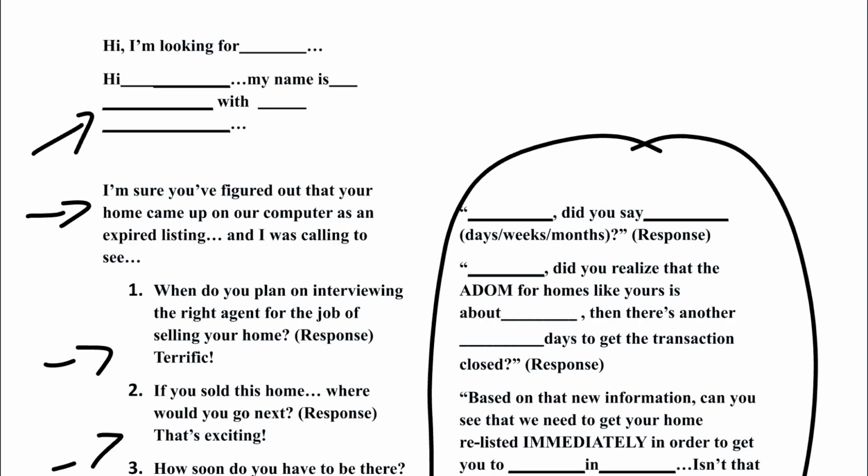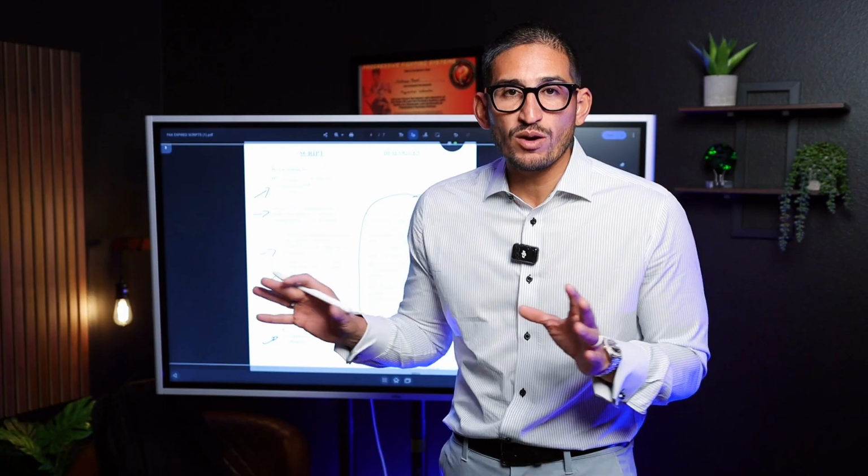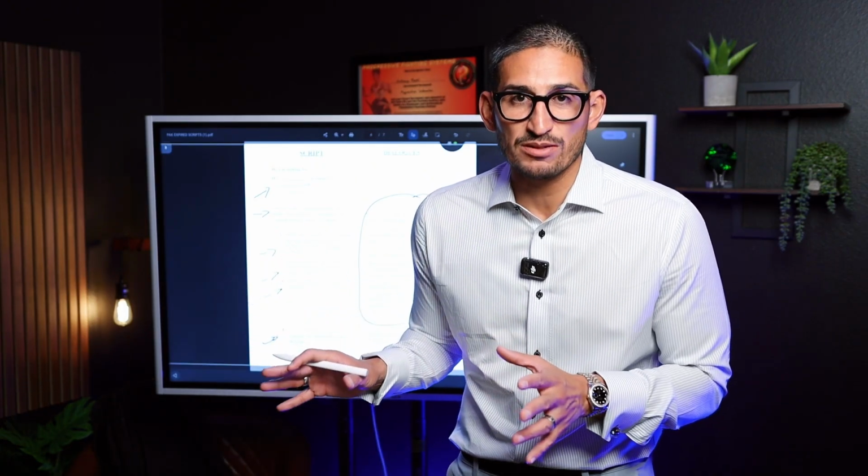I'm sure you figured out that your home came up on our computer as an expired listing. I was calling to see, when do you plan on interviewing the right agent for the job of selling your home? If you sold this home, where would you go next? How soon do you have to be there? These questions are from the Mike Ferry sales system, okay?